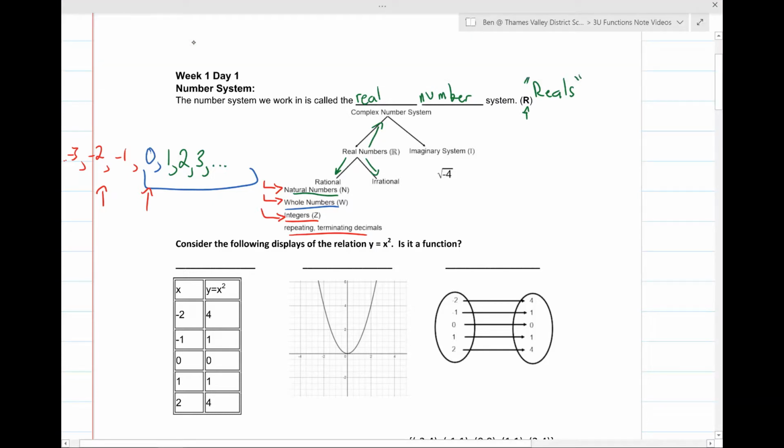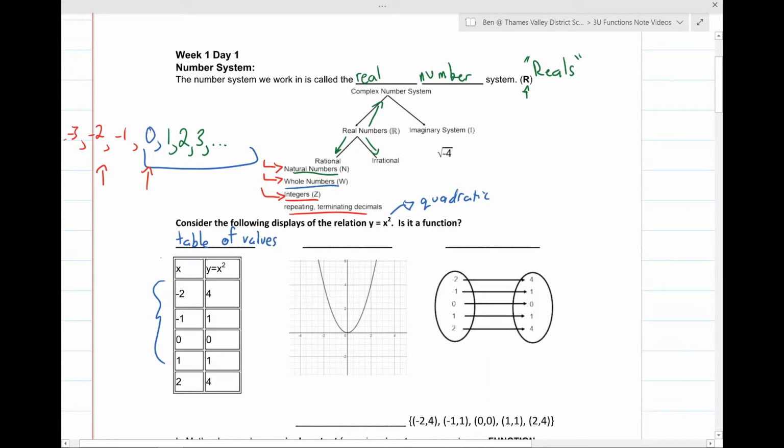So we would consider the following displays of y equals x squared. And that's our base quadratic function. You've worked with quadratic functions before. You spent a fair amount of time in grade 10 working with quadratic functions. So first of all, we're showing the quadratic function here with a table of values. You have used tables of values for a number of years here. We will be using them in this course.